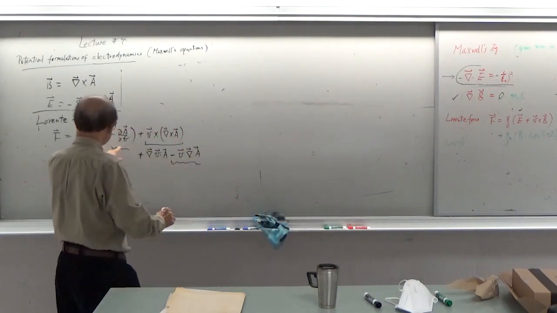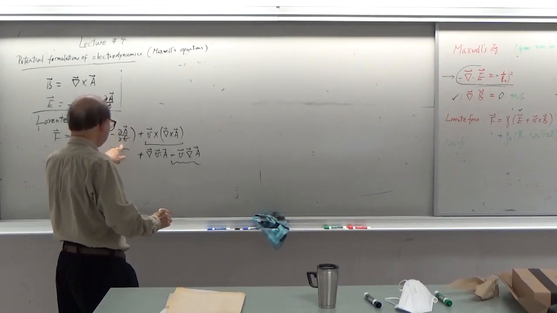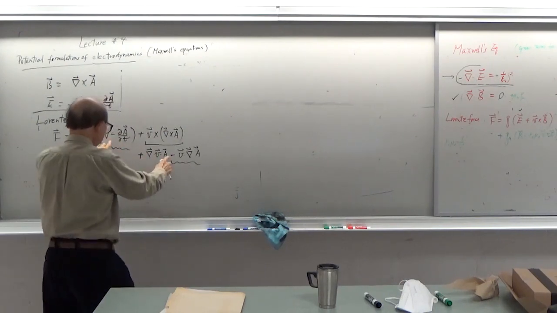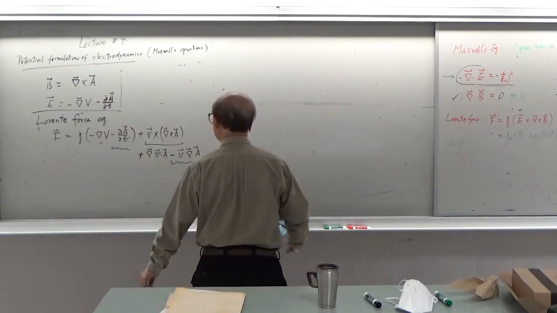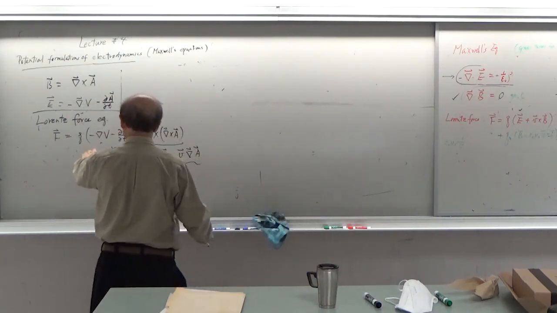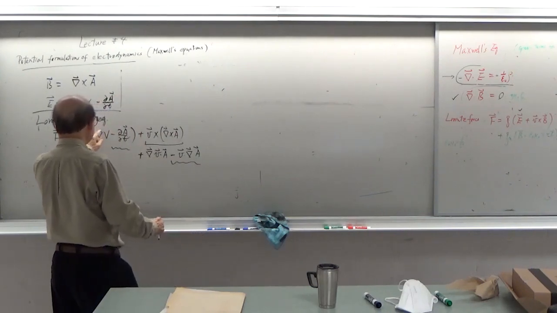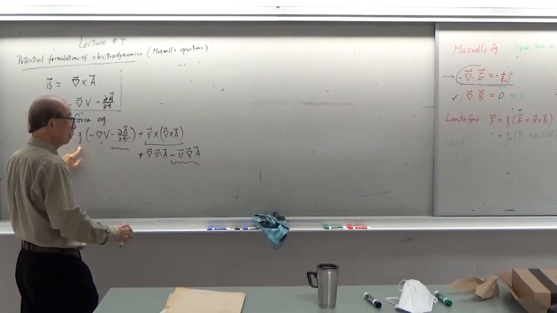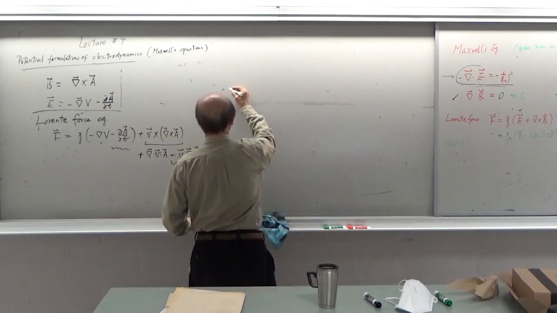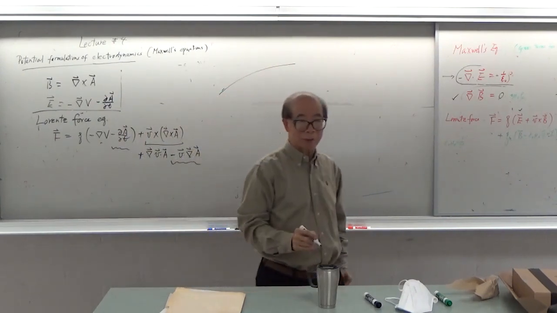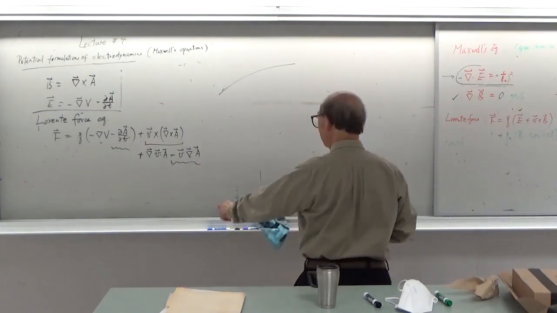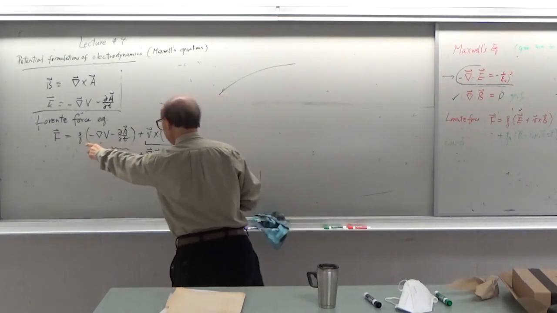So we are interested in this combination, ∂A/∂t plus v dot grad, acting on A. And let's notice that we are talking about the Lorentz force on a charge Q. So let's draw a trajectory for that charge, for the motion of the charge Q.